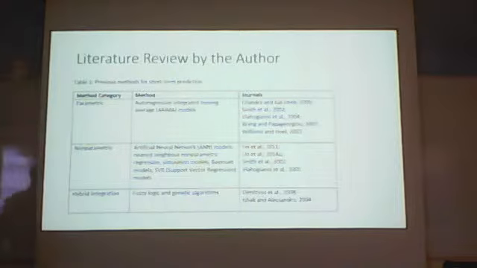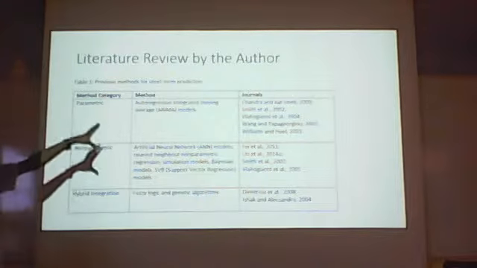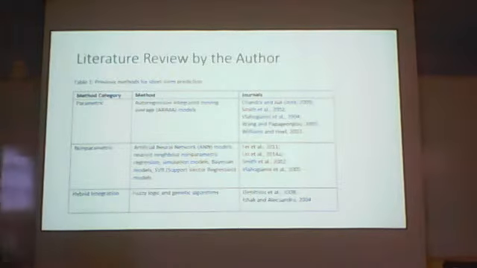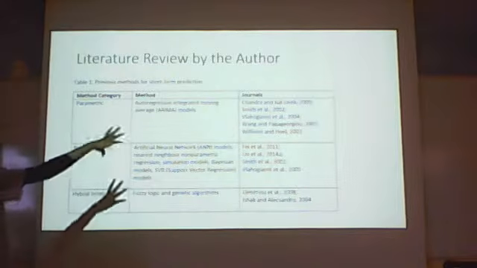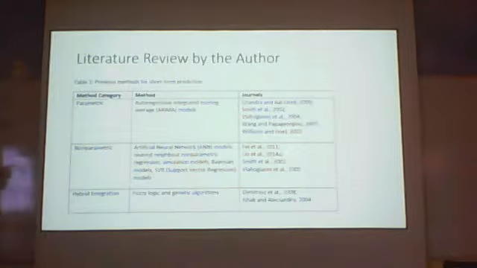So the author identified these methods, and the categories are parametric, meaning it's based on a fixed parameter set, non-parametric, where the set is not fixed, and hybrid integration, which is a combination of both methods. These are the methods that have been used for short-term prediction, and these are the authors that identified them.